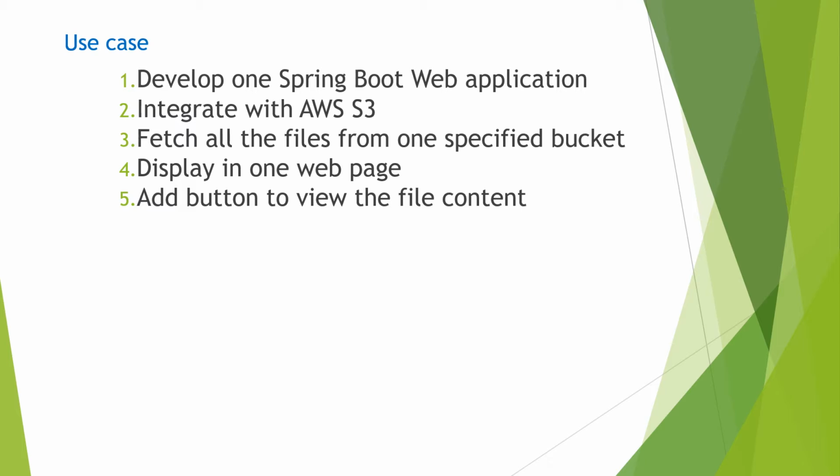So to do that hands-on we have selected one use case. The use case is we have to first develop one Spring Boot web application. Then we have to integrate with AWS S3 using the AWS user credential. That needs us to understand how to add the credential in the Spring Boot application to access AWS S3. Then we have to fetch all the contents from one specified bucket.